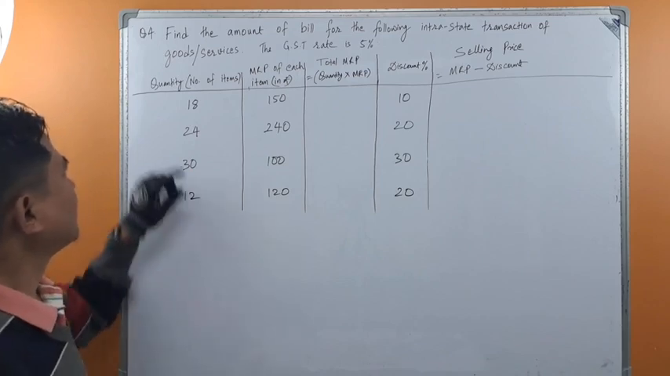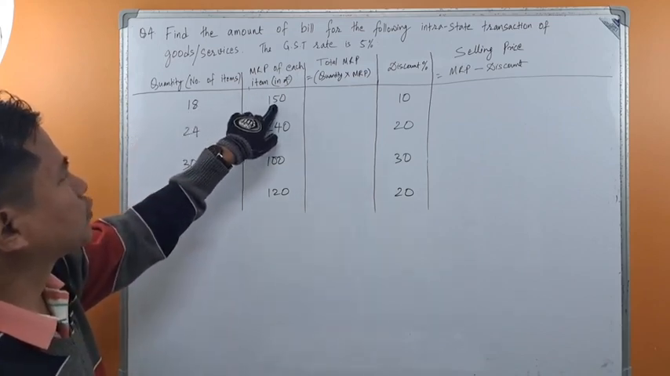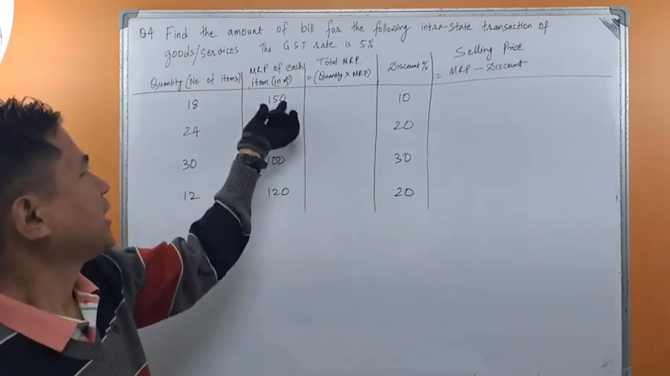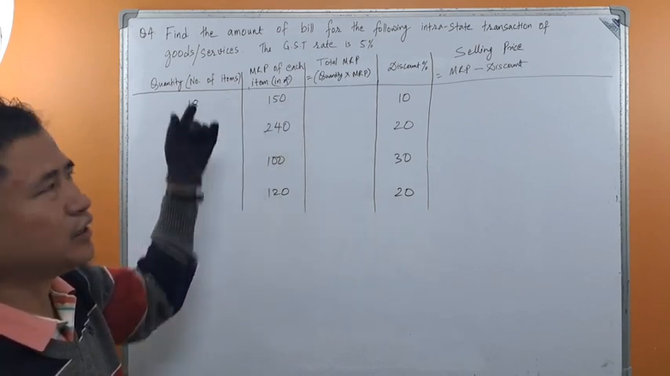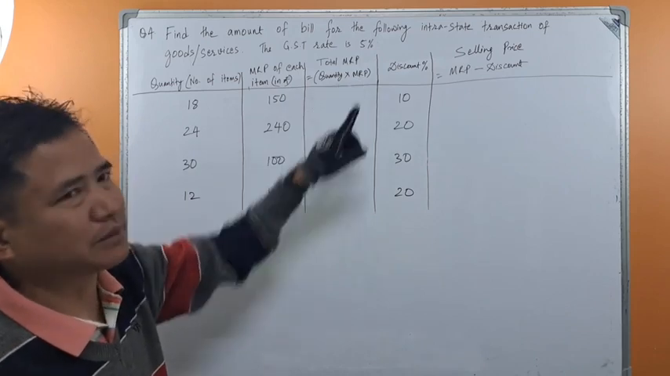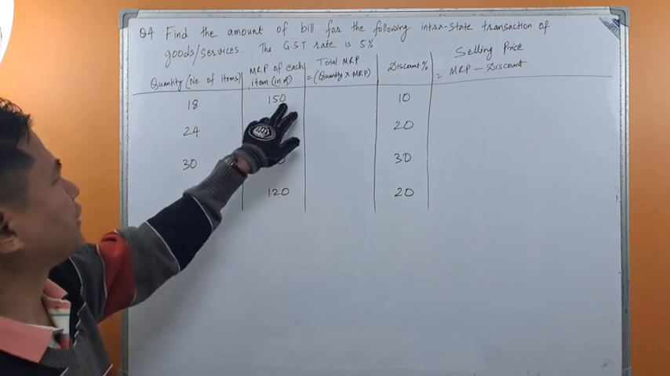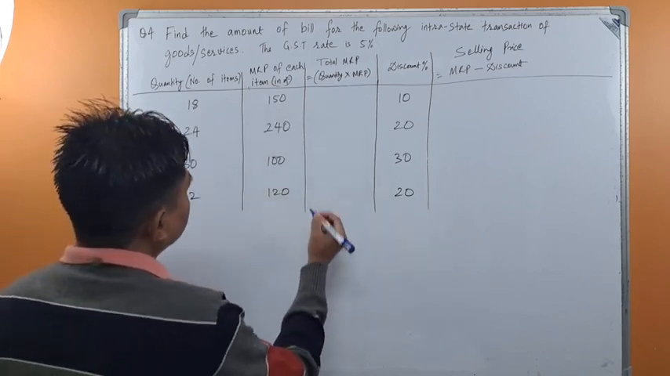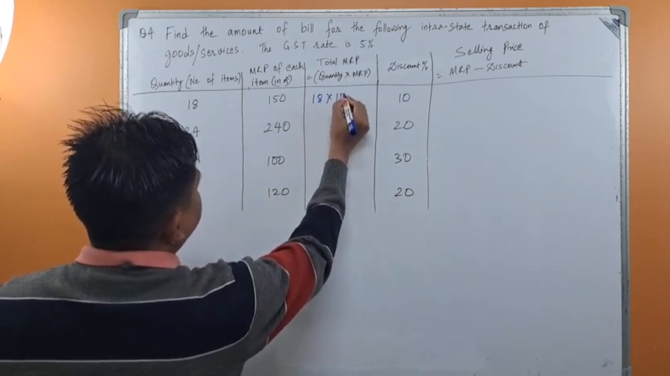Okay, so quantity 18, MRP of each item is 150. MRP means maximum retail price. So total MRP will be quantity into maximum retail price. The cost of one item is 150 and there are how many items? 18 items, isn't it? So total MRP will be 18 into 150, isn't it?